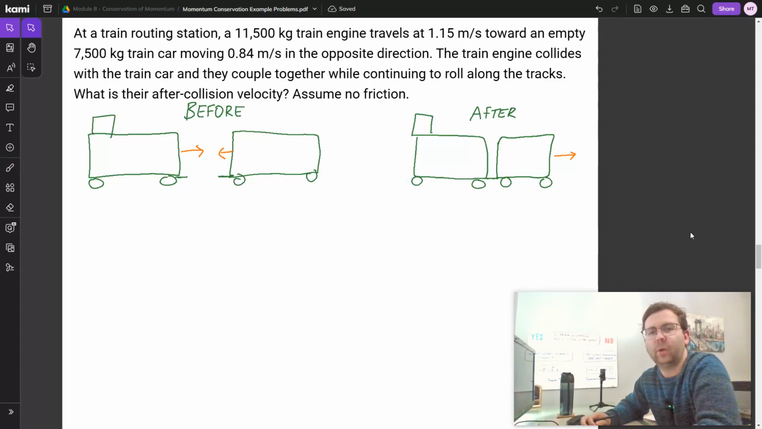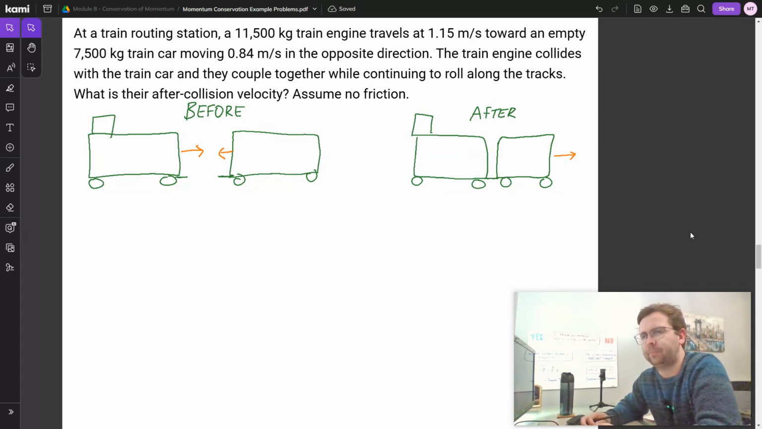Hi. In this video, we're going to look at another example of inelastic collisions where two objects collide and stick together. At a train routing station, an 11,500 kilogram train engine travels at 1.15 meters per second toward an empty 7,500 kilogram train car, moving at 0.84 meters per second in the opposite direction. The train engine collides with the train car and they couple together while continuing to roll along the tracks. What is their after collision velocity?